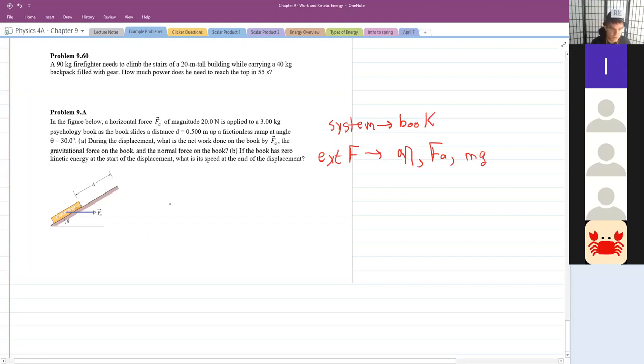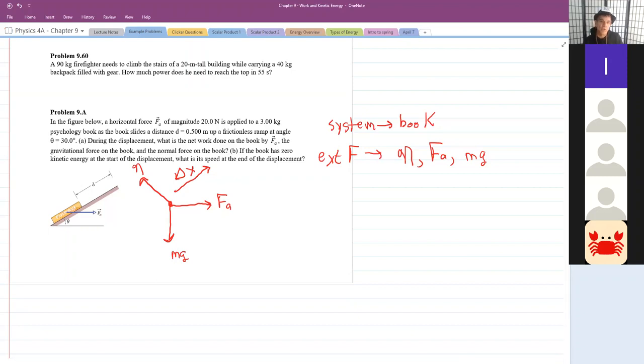If I were to draw a free body diagram, FA is acting to the right. My normal force is always perpendicular to the surface, and gravity mg is always acting straight down. Now my displacement is upwards along the ramp. So here's my delta x, or d. What I care about when looking at the work is the angle between the force and the displacement.